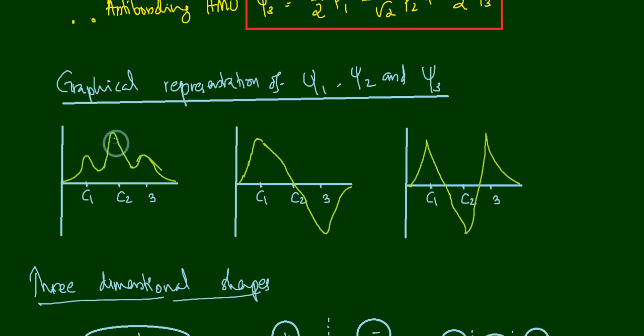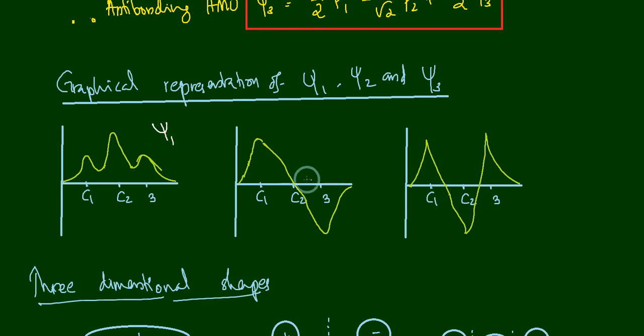Here you can see that the coefficient of the P2 is 1 divided by root 2, which is greater than 1 divided by 2. Okay, so C1, C2, C3, this is actually symmetrical, but here the psi value is much greater, and it is obvious from the psi expression itself. And this is for psi 1.